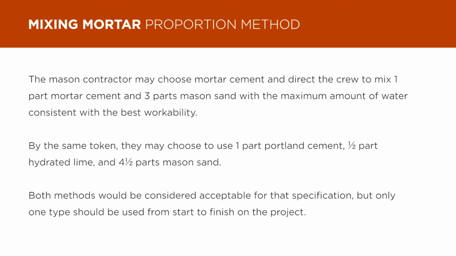The mason contractor may choose mortar cement and direct the crew to mix 1 part mortar cement and 3 parts mason sand with the maximum amount of water consistent with the best workability. By the same token, they may choose to use 1 part Portland cement, 1/2 part hydrated lime, and 4.5 parts mason sand. Both methods would be considered acceptable for the specification, but only one type should be used from start to finish on the project.